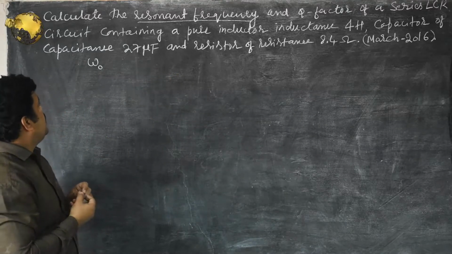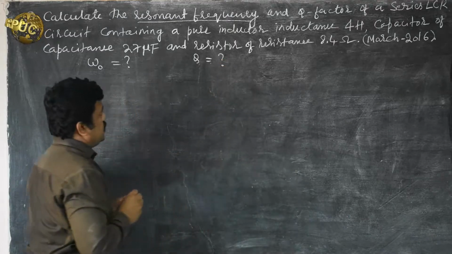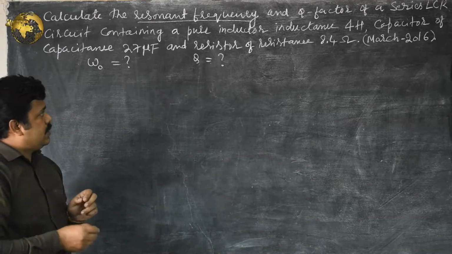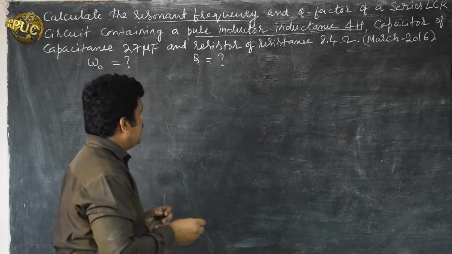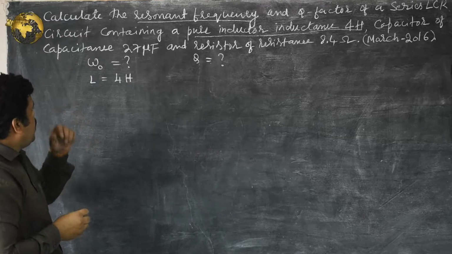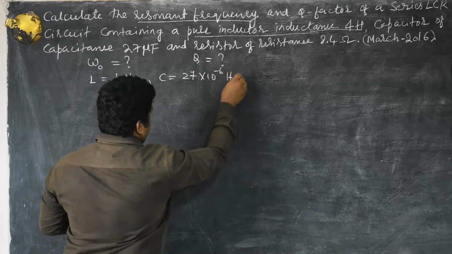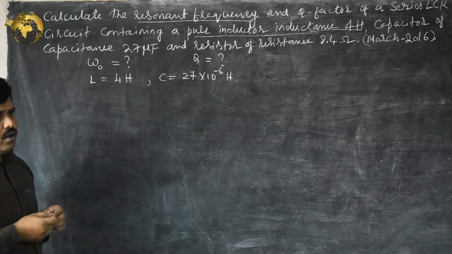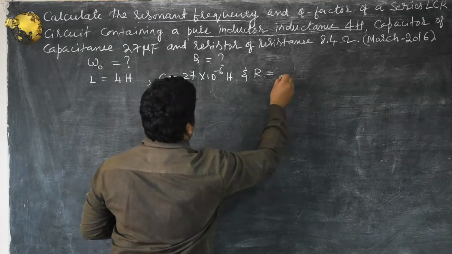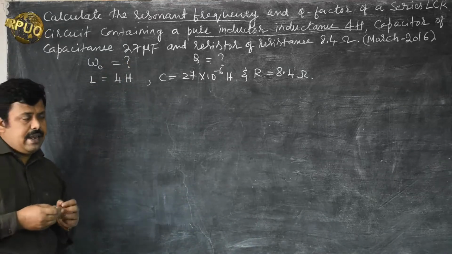And the Q factor of a series LCR circuit. So omega naught we need to calculate, and also the Q factor, which is represented as Q, of a series LCR circuit containing a pure inductor of inductance L is equal to 4 Henry, a capacitor of capacitance C is equal to 27 into 10 to the power minus 6 farad, and a resistor of resistance R is equal to 8.4 ohm. Okay. So omega naught is a direct question.